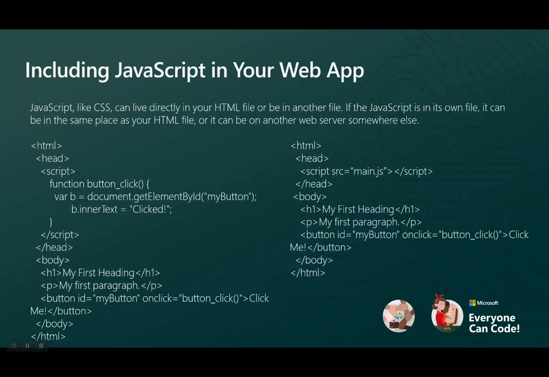Again, including JavaScript in our app, we have two options. Again, just like we have with CSS, we can put it just inline as we have on the left-hand side and just put our script right in line. Or we can put it in a separate file like we see on the right-hand side. And again, the same sort of reasoning applies where these things can get big, and when they do, it's easier if you separate out into separate files to be able to maintain your application.